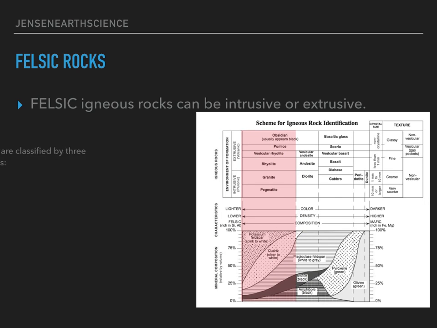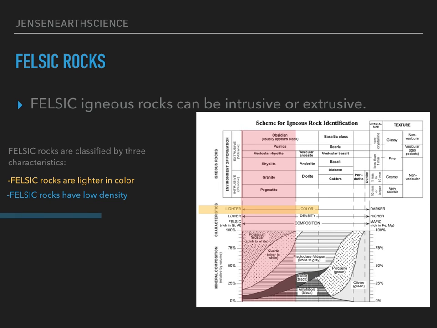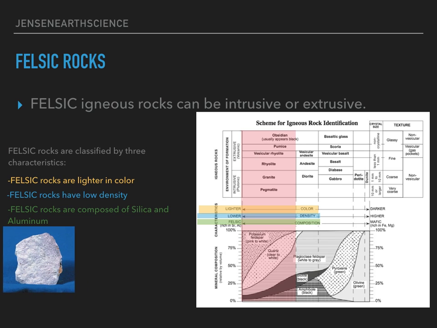Felsic rocks are classified by three characteristics. Felsic rocks are lighter in color. Felsic rocks have a low density. And felsic rocks are composed of silica and aluminum. And this is all told to you on the reference table on the scheme for igneous rocks. Here's an example of rhyolite. Rhyolite is a felsic extrusive igneous rock.